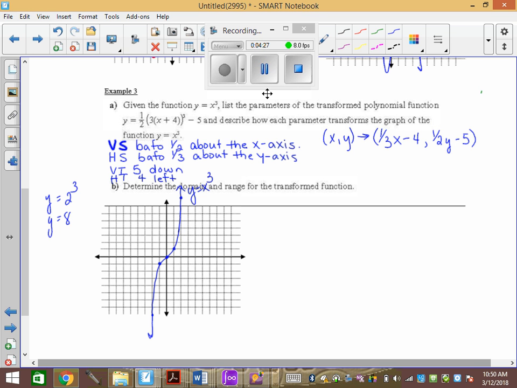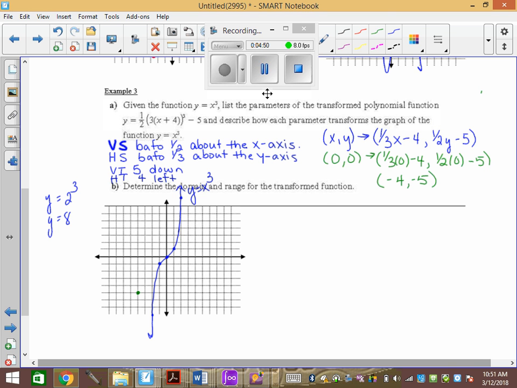Okay, so we take our points and we plug them in. 0, 0. We get 1/3 times 0 minus 4, and then a half times 0 minus 5. So we get negative 4 and negative 5 as our new point. So 0, 0 becomes negative 4, negative 5.